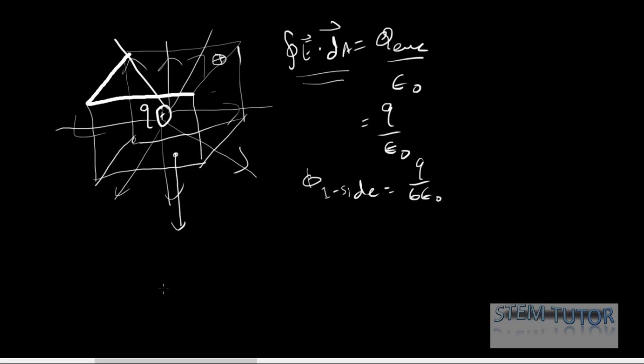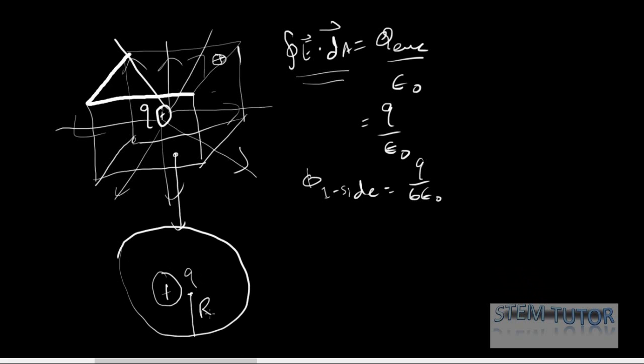Okay, so we found the flux that is produced by the point charge that is inside a cube. So what if this point charge was enclosed by a sphere? Say this is a sphere of radius r. Then what is the flux through this sphere? Flux would be the charge enclosed, which is Q over epsilon naught.